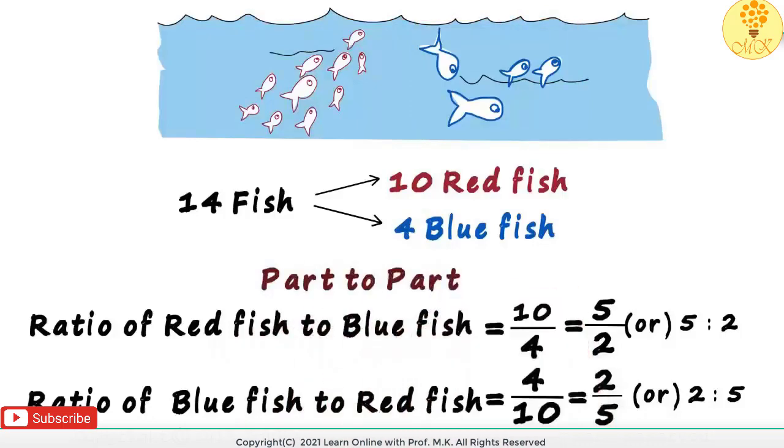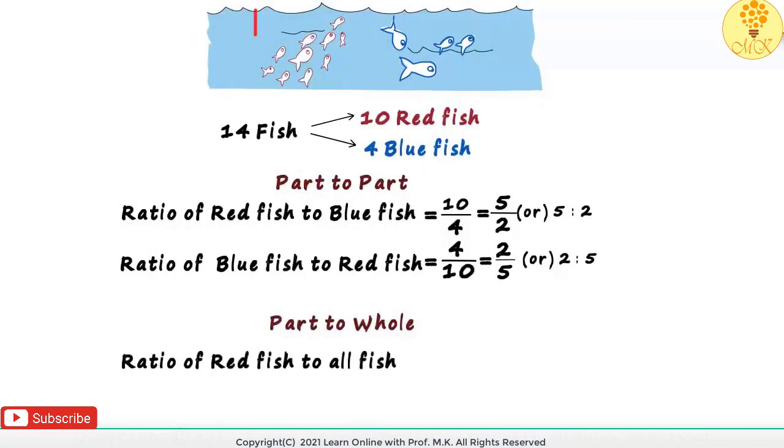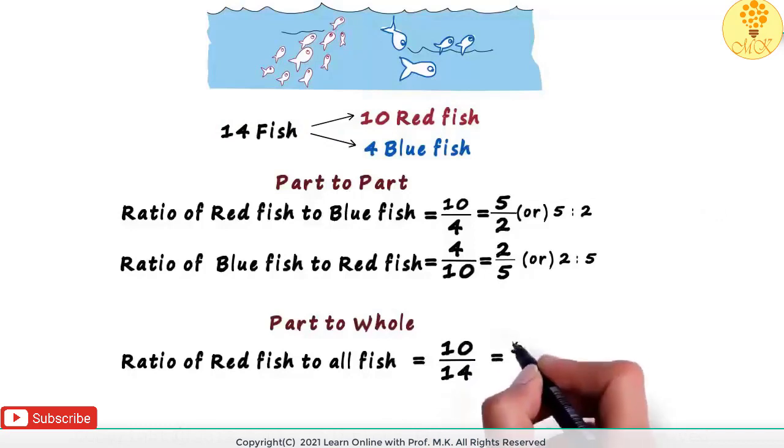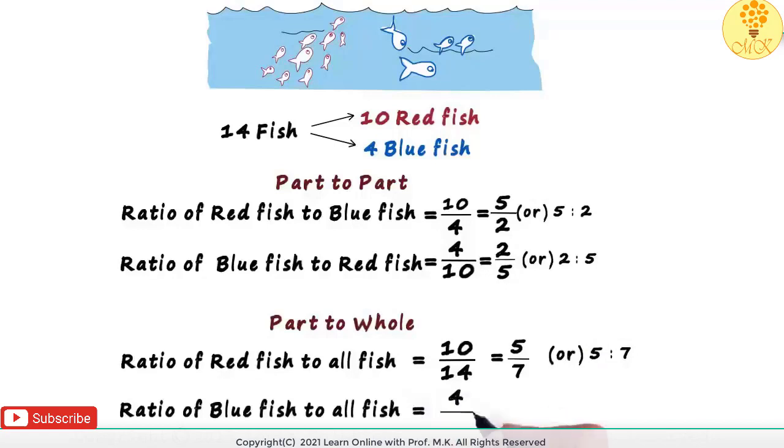Then what are the other kinds of ratios called? The other kind of ratios are called part-to-whole ratios. An example would be the ratio of the number of red fish to all the fish in the pond. The number of red fish is 10 and the total number of fish is 14. Hence, it equals 10/14. The ratio in the lowest form can be written as 5/7 and the ratio is written as 5:7. Similarly, the ratio of the blue fish to all fish is 4/14, which gives us 2/7.